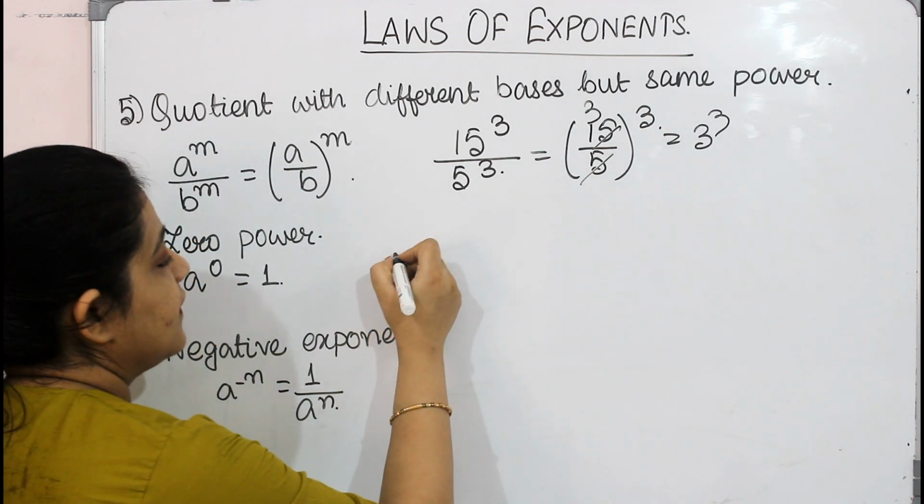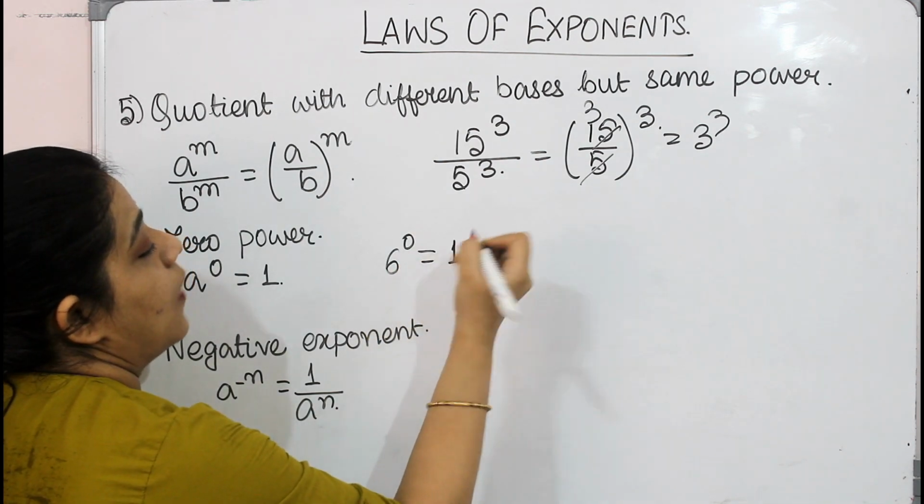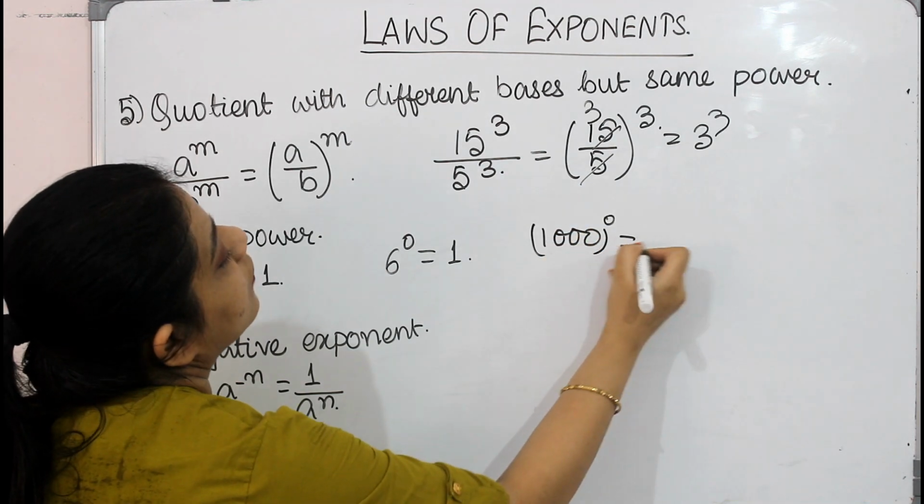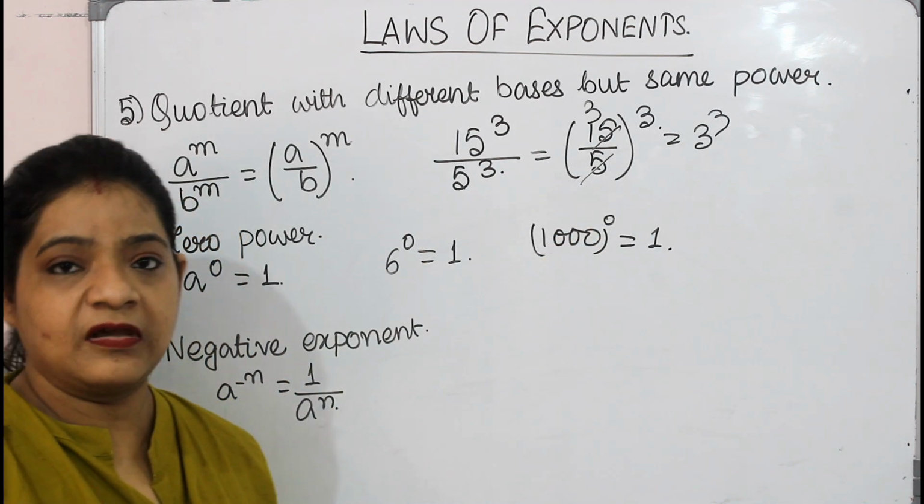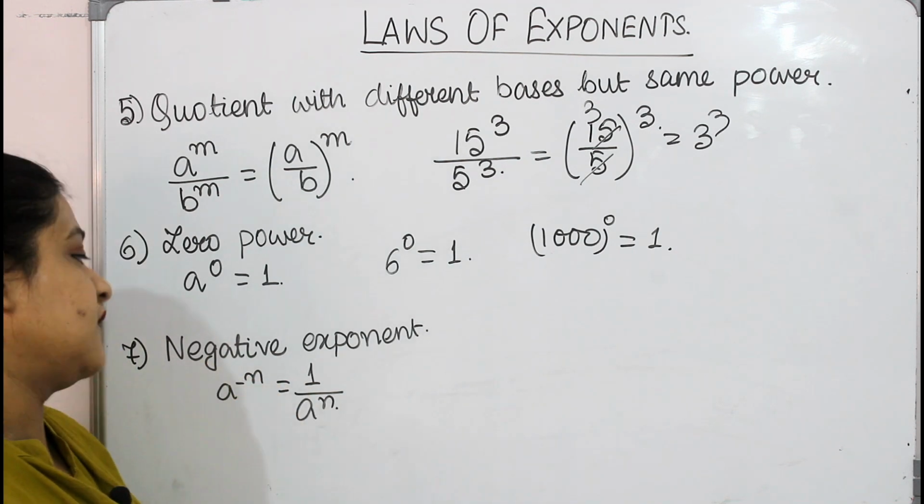Like if I say 6 to the power of 0, so 6 to the power of 0 is equal to 1. If I say 1000 to the power of 0, that is also taken as 1. Very simple. So the seventh rule is negative exponent.